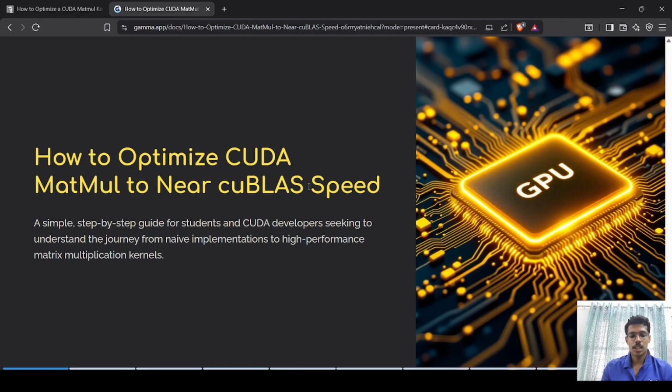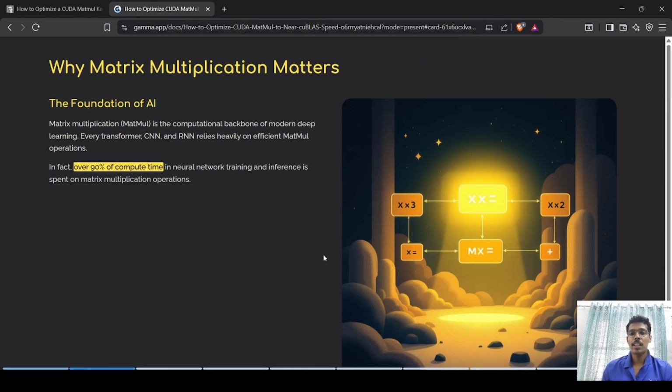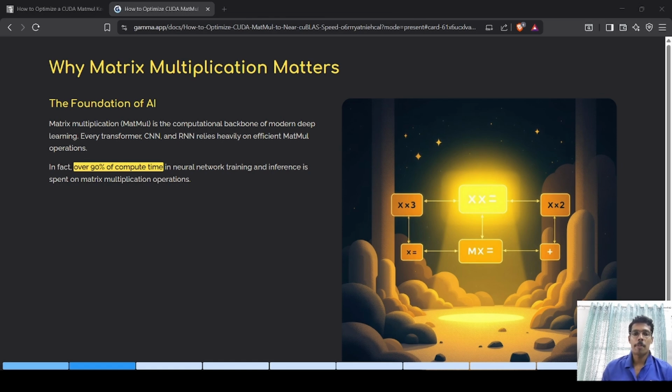So before we get started, we might need to know why matrix multiplication matters. Why do we even care about matrix multiplication? In deep learning, matrix multiply is literally everywhere. Transformers, MatMul. CNNs, MatMul. Training, MatMul. Inference, MatMul. More than 90% of compute inside large AI models is just matrix multiplication. So if you want to optimize a model, you need to understand how the GPU thinks, how it moves memory, and how to squeeze the performance out of the hardware.